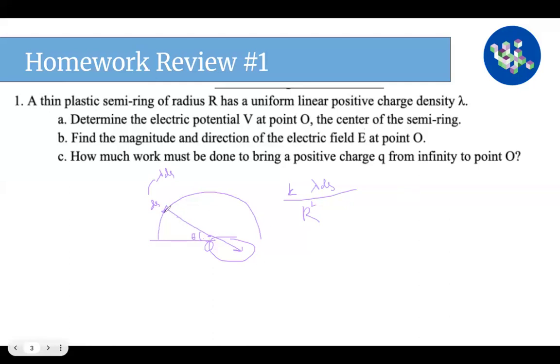So the vertical component of this, if I draw this triangle, this would be theta. So it will be k lambda ds over big R squared times sine theta, and this would be an infinitesimal electric field. Now notice that I have a theta over here, but the variable here is ds. So when I do the integral, I need to change ds into d theta.